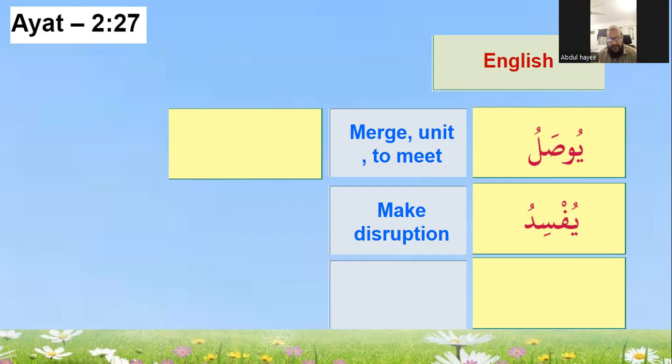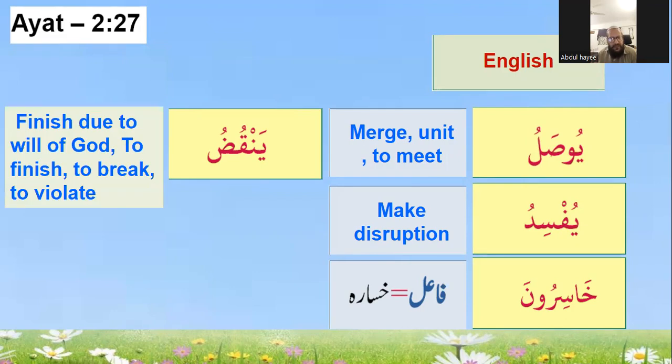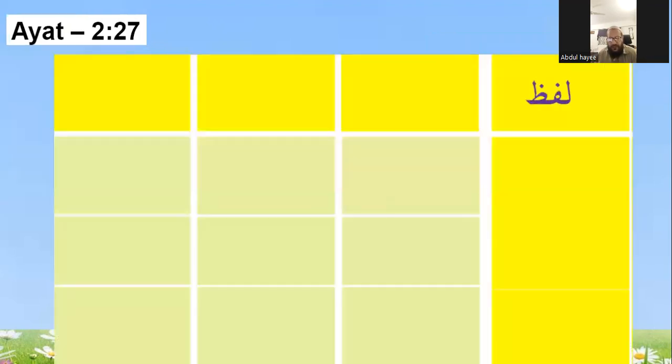So make disruption. The next is khasirun. Khasir means khasara, meaning loss. Khasirun, those who got lost. Yankudu. Look, yankudu. Again, yankudu means to finish, to break, to violate the will of God. Yankudu. Nakada, yankudu. The next, let's have the yankuduna.